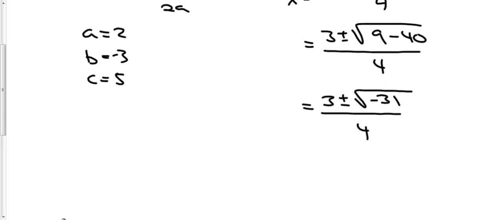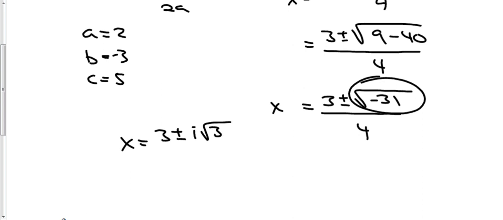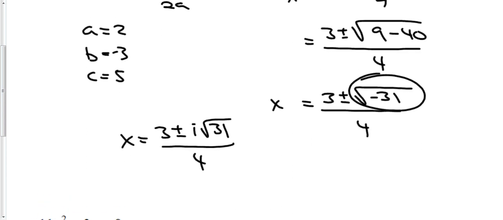But there is no square root of negative 31. So that means that I have to change this radical into an imaginary unit. Okay? So my answers become x is going to be equal to 3 plus or minus i times the square root of 31. The negative can come out by becoming an i, which is what I wanted to do, over 4, which makes my two answers x equal to 3 over 4 plus or minus the square root of 31 over 4 i.